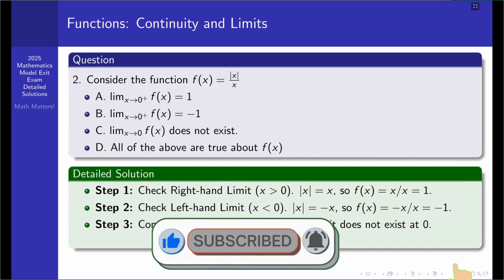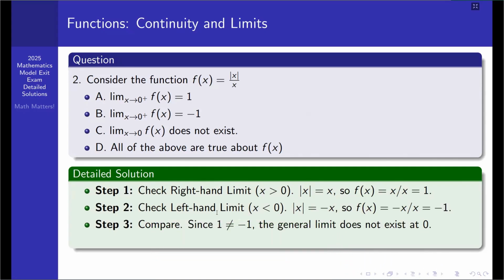And if we compare and contrast, since 1 is different from minus 1, then generally the limit doesn't exist at 0. That means the limit of the function f of x whenever x approaches 0 from the right side is 1.